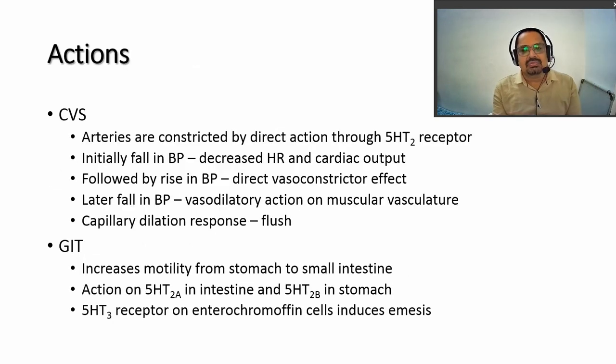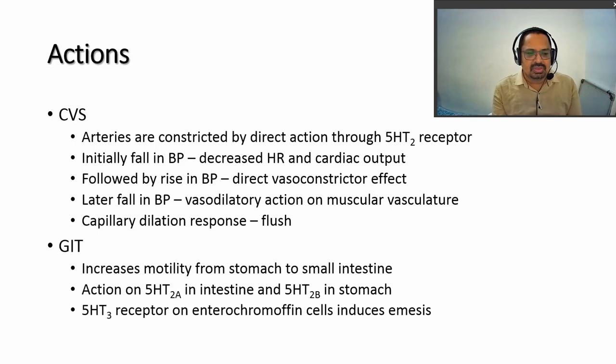What are the actions of this? If 5-HT, serotonin, is secreted, what biological action will it give in our system? As far as the CVS is concerned, it gives different kinds and levels of actions, depending upon where they are acting. Arteries are contracted by the direct action of serotonin through the 5-HT2 receptor. Arteries comprise 5-HT2 receptors, and the action of serotonin on the arteries will lead to contraction.